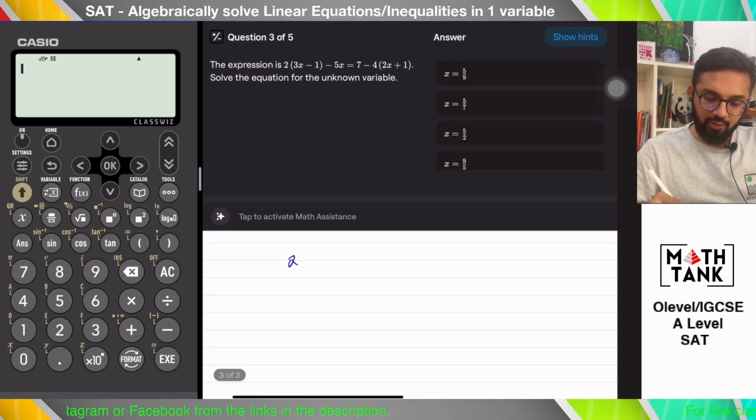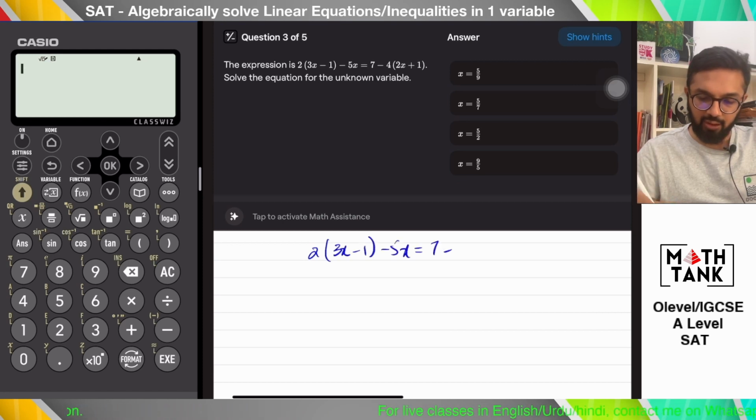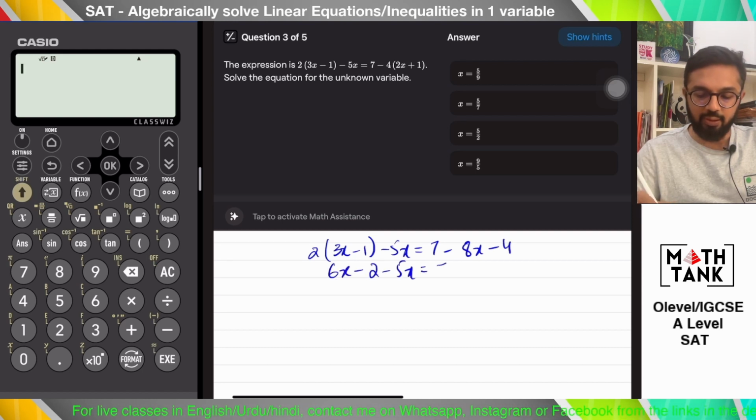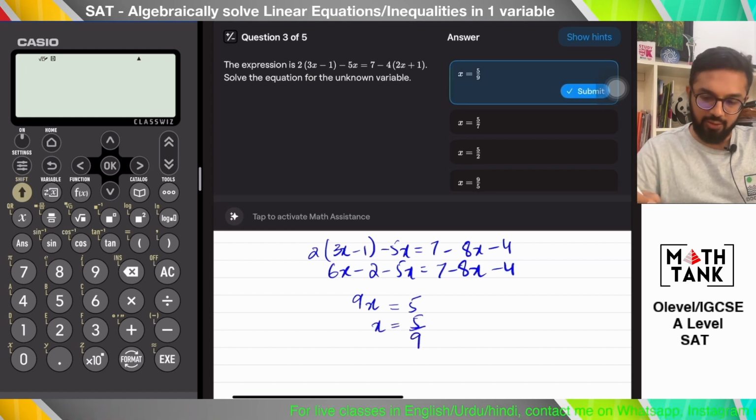Moving on, 2 times 3x minus 1 minus 5x is equal to 7 minus 8x minus 4. So 6x minus 2 minus 5x equals 7 minus 8x minus 4. 9x is equal to 5, so x is 5 over 9. That should be the answer.